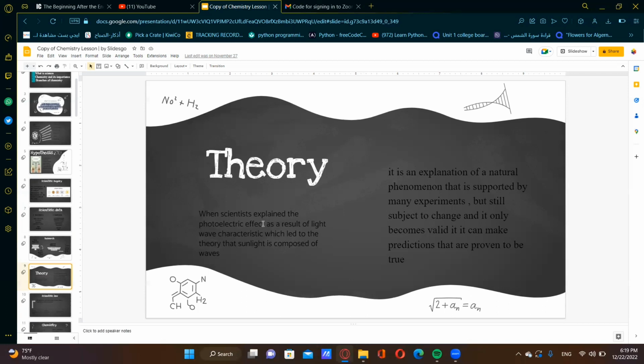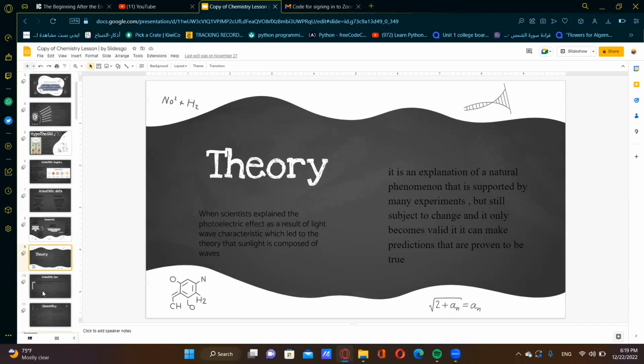For example, we took this at school. When scientists explained the photoelectric effect, they explained it as a result of light wave characteristics, which led to the theory that sunlight is composed of waves. But in reality, it's both a wave and a particle. So you see, the theory was not correct in the end.